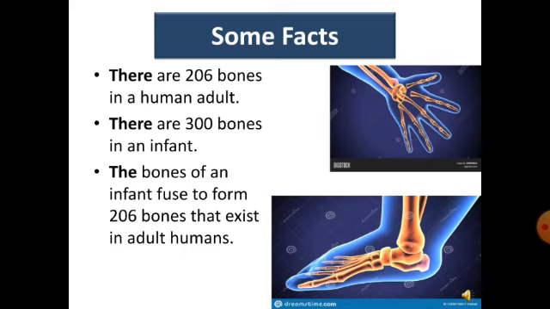But there is a difference in the number of bones in an adult human body and a child's body. When a child is born, it has up to 300 bones in its body. With time, these bones fuse together and form 206 bones, which is the number of bones in an adult human.